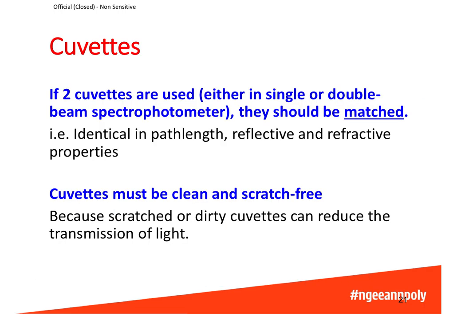If two or more cuvettes are used, for example, one for the sample and one for the blank, then these cuvettes need to be matched. Matched means that they are identical in path length as well as their reflective and refractive properties. Such cuvettes are sold as matched sets. Cuvettes must also be clean and scratch-free because any scratches or any dirt on the surface would reduce the transmission of light.